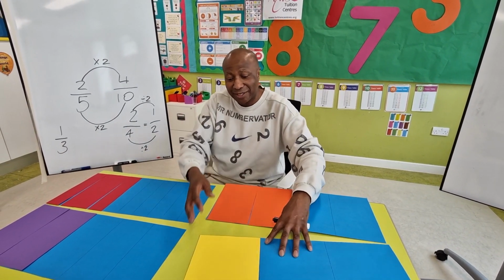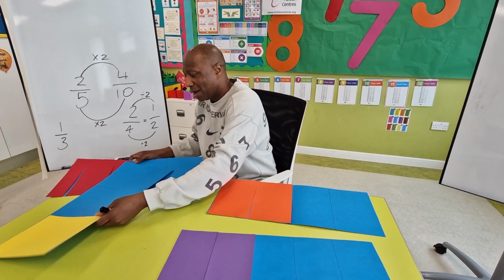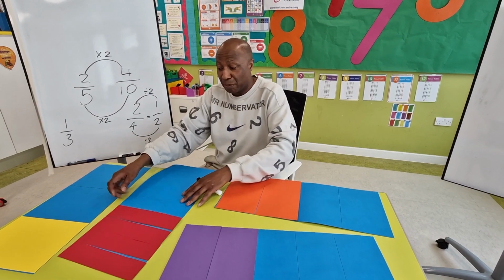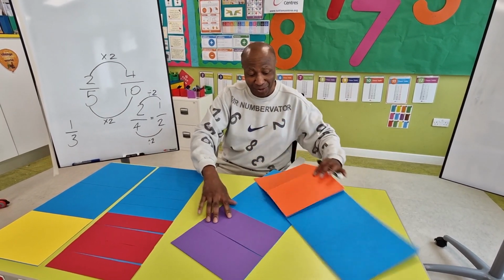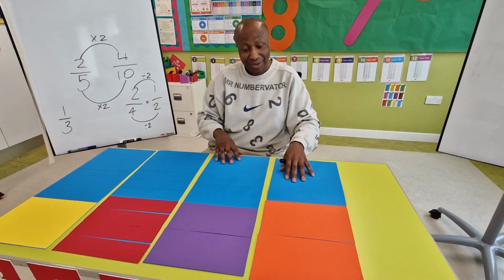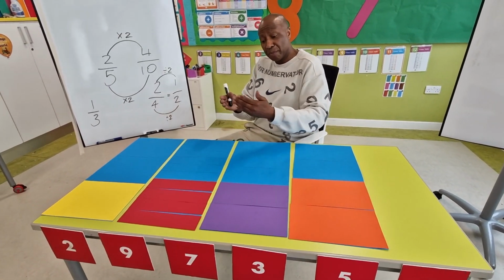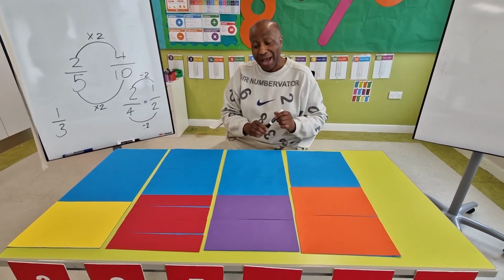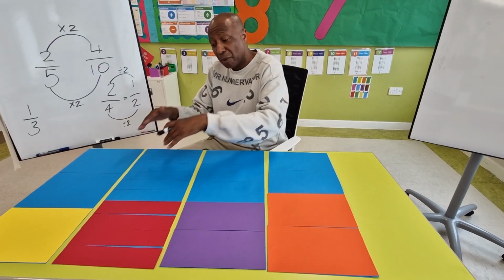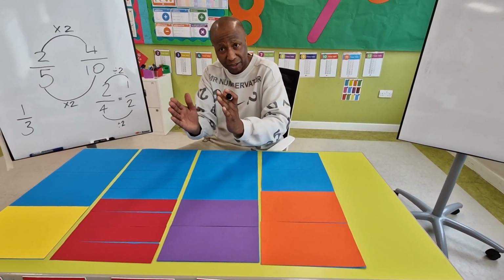So let's see which of these fractions is the smallest. I think it could be 1/3, but I don't know. I'm going to put these in order on the table like this. And then all we're going to do is compare them. So, which of my blue rectangles has got the smallest amount of color on it? Which of my 4 blue rectangles has got the least amount of color?